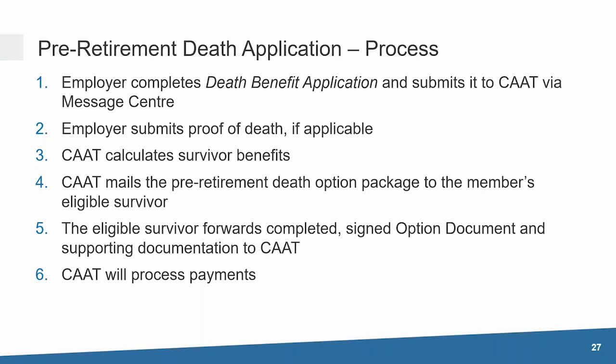application form. We will calculate the survivor benefits and mail the pre-retirement death option package to the member's eligible survivor. The eligible survivor will forward the completed signed option document and the supporting documentation to CAAT. We will process the payments once we have received all the completed forms. The death benefit will not be processed until proof of death and member proof of age have been received.